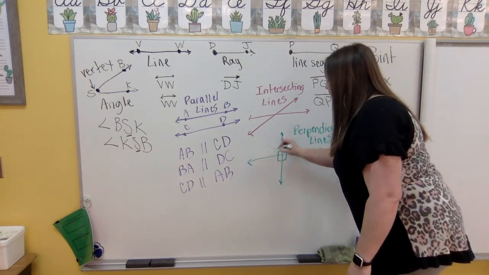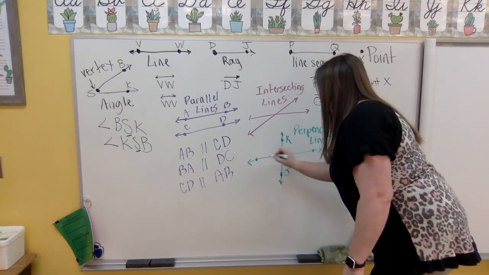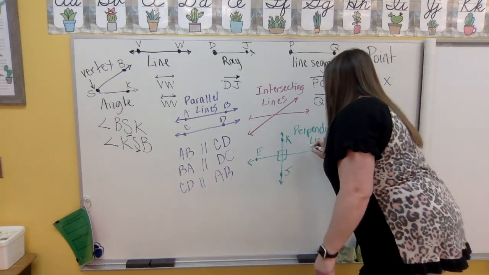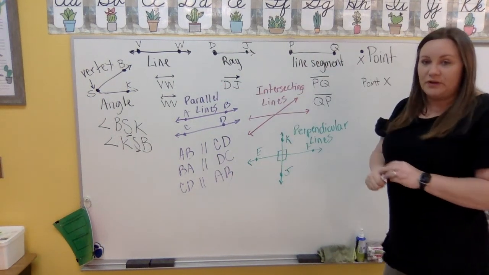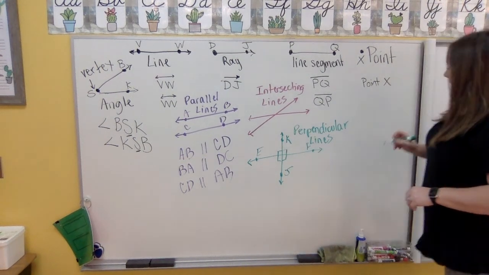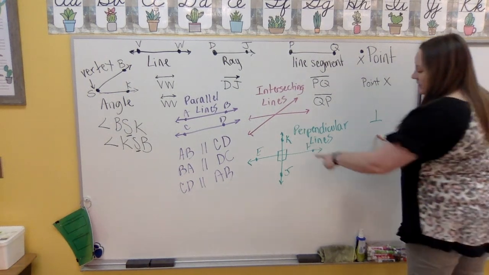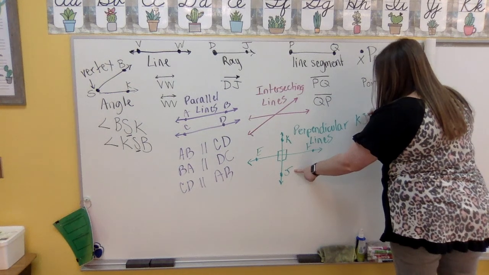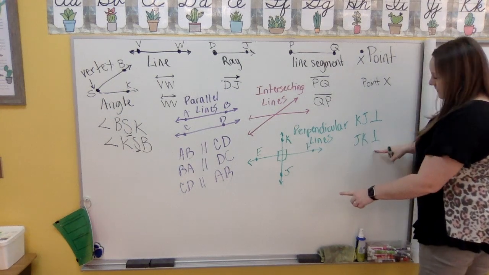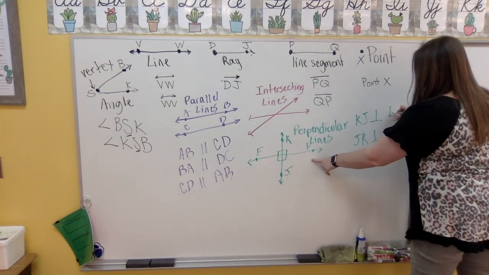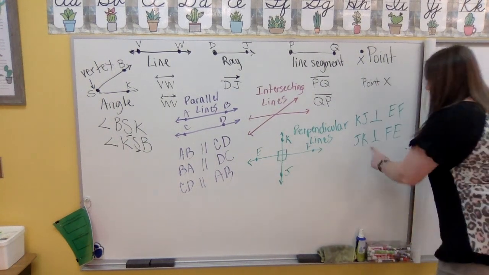Just like everything else, we have to label our perpendicular lines. K, J, E, and F, okay? Just like we have a symbol for each one of these to label them, we do have a symbol for perpendicular. That sign is like an upside down T. So right here I could say KJ or JK is perpendicular, which is what that means, to EF or FE. You could also write it the other way.